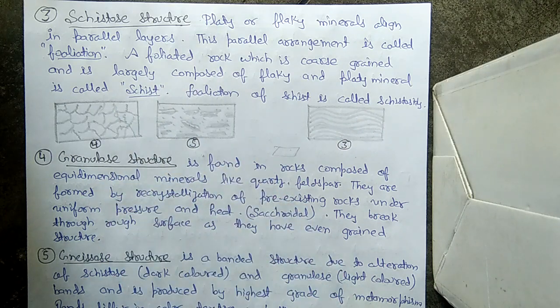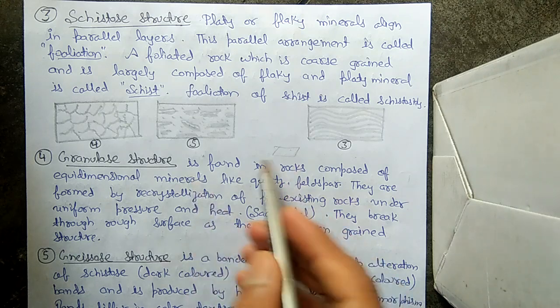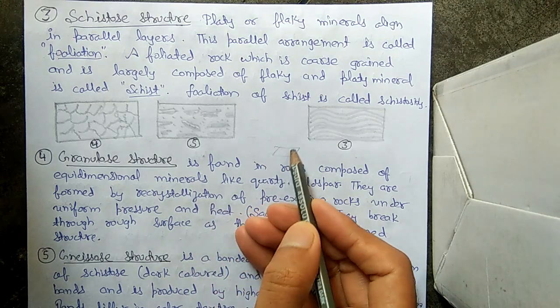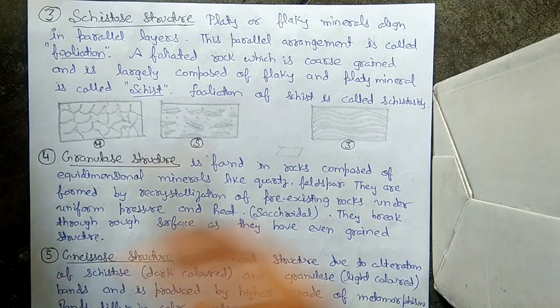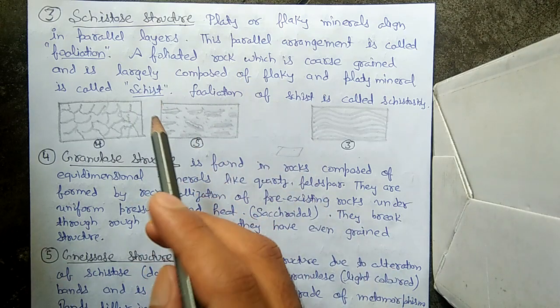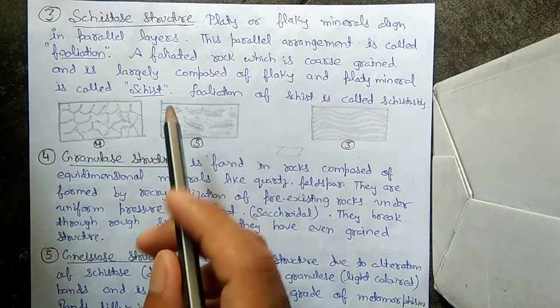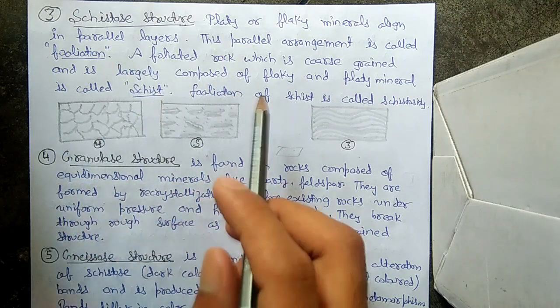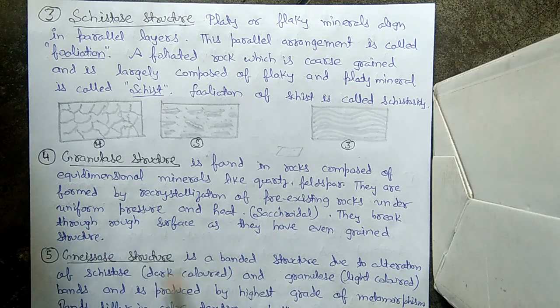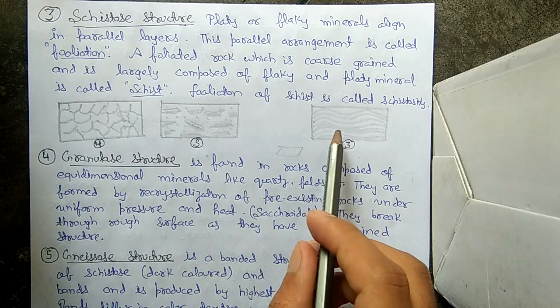So this kind of structure is called cystose structure. When platy or flaky minerals, like plates, align one over the other in parallel layers, then this structure is called cystose structure. These are examples of it. Schist is a rock that has a cystose structure, and in this, foliation occurs. Foliation means parallel alignment occurs. Okay, parallel arrangement of plates. So this is the diagram for cystose structure.